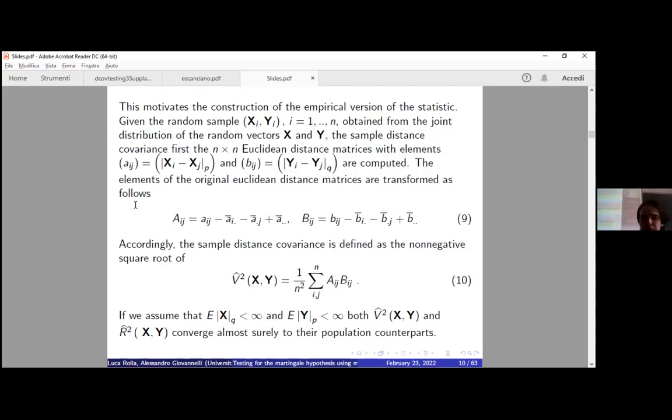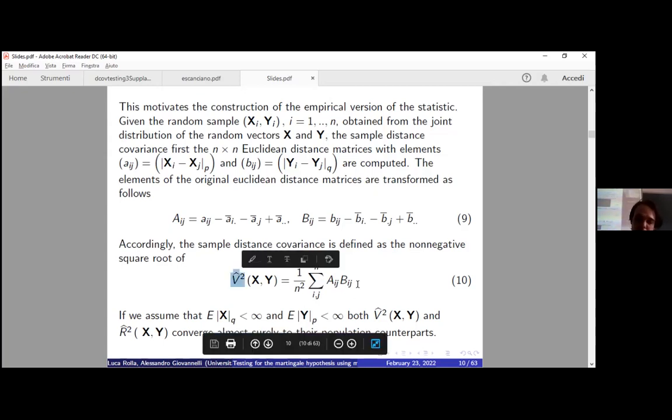Then these Euclidean distance matrices are, according to the procedure introduced by Székely and Rizzo, double-centered in this sense. They are centered by row, by column, and by total mean of the matrix. So in the end, what you do is you multiply the two double-centered Euclidean distance matrices element by element, and you sum up everything, and you have the sample version of the statistic.